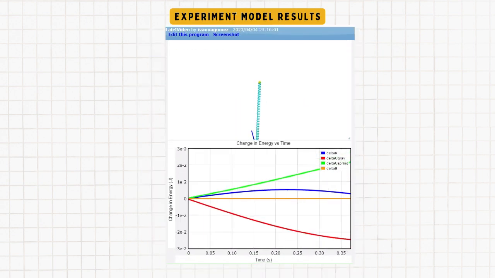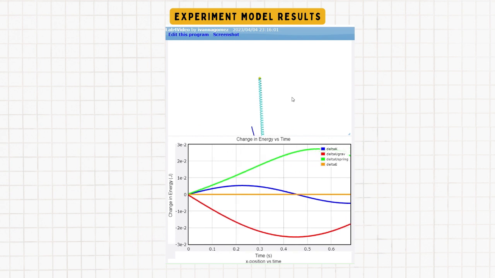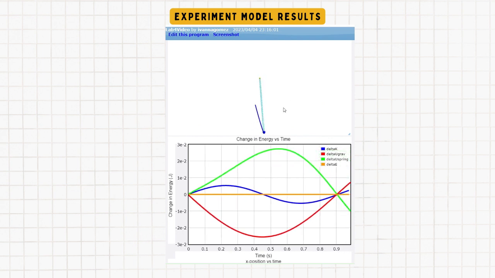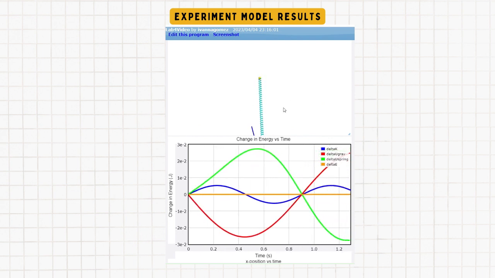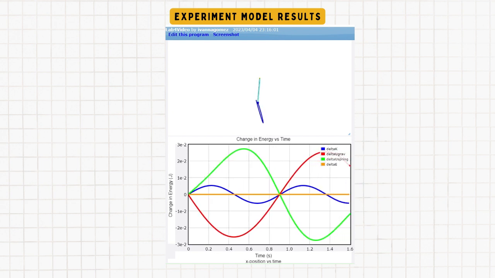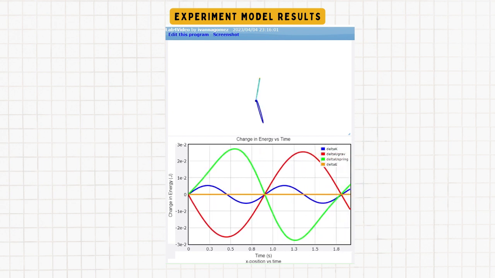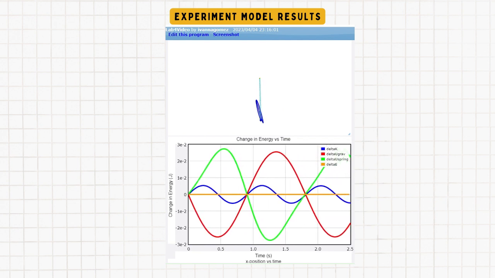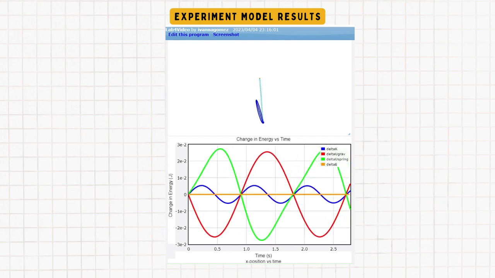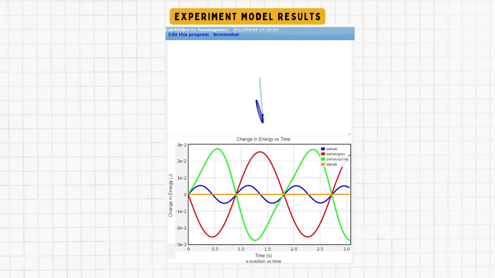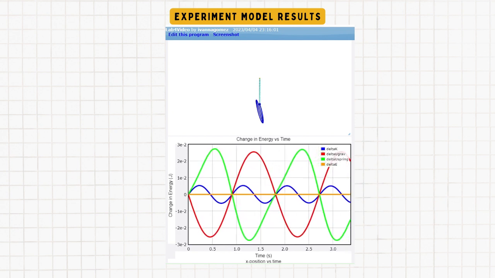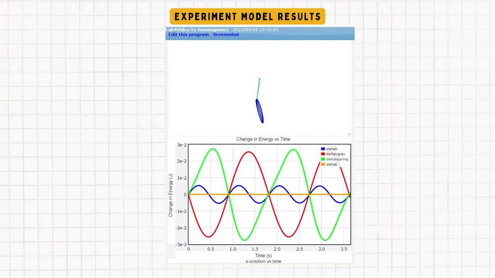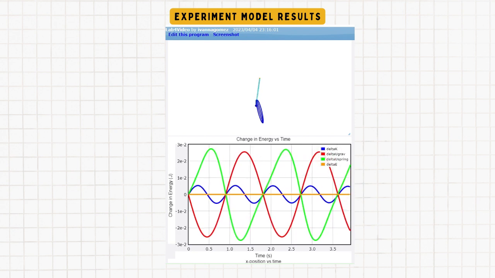Finally, here are our experiment model results. As you can see, the mass of our pendulum moves more slowly than it did in our original video. This might be due to some miscalculation of the masses or initial velocities. But overall, I think it's a pretty accurate depiction of the movement despite the difference in movement time.